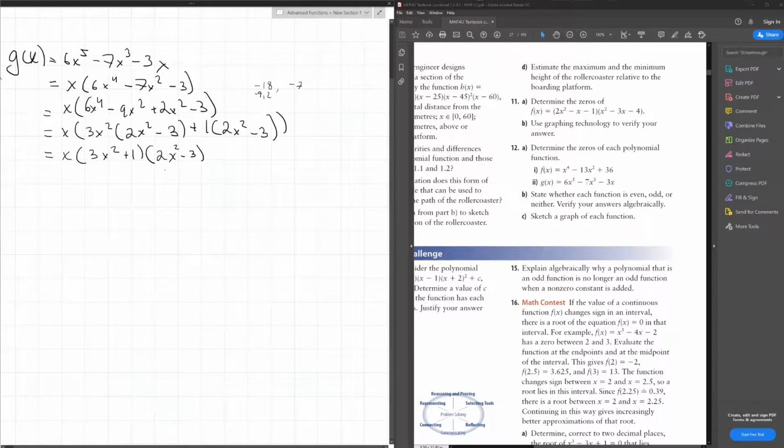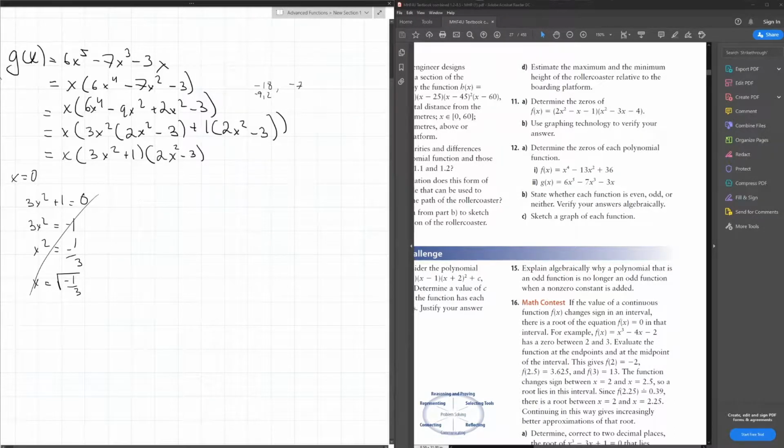We need to find the zeros of this equation. First, we know immediately that x equals 0 because that is the first term. Then we have 3x^2 + 1 = 0, so 3x^2 = -1, so x^2 = -1/3, so x equals the square root of -1/3, which I don't think we could get, can we? So this one is out of the question.